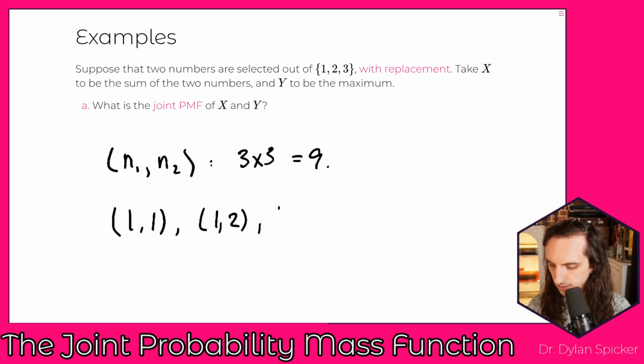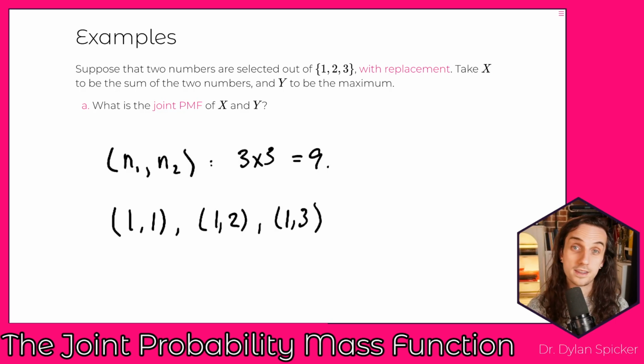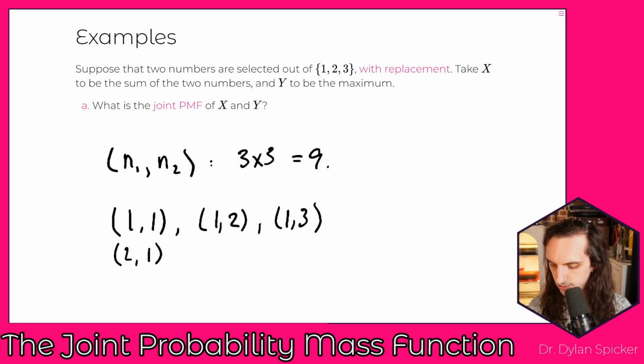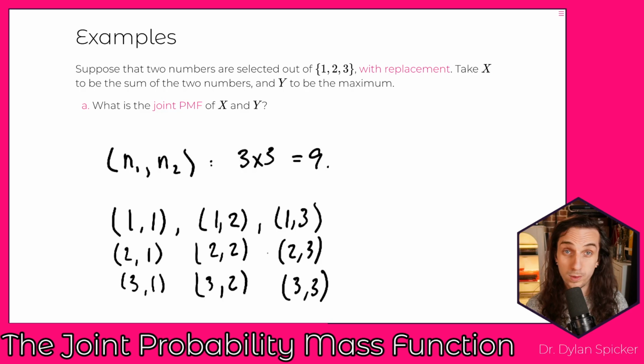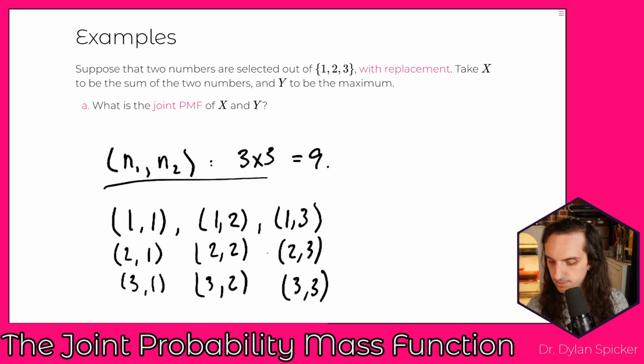We could get it being a 1 and a 3. Okay, and then the second one being a 2 and a 1, sorry, a 2 and a 2, and a 2 and a 3. And then you could finally get a 3 and a 1, a 3 and a 2, or a 3 and a 3. And so we have an equally likely probability model with all of these being the possible outcomes that we have here.